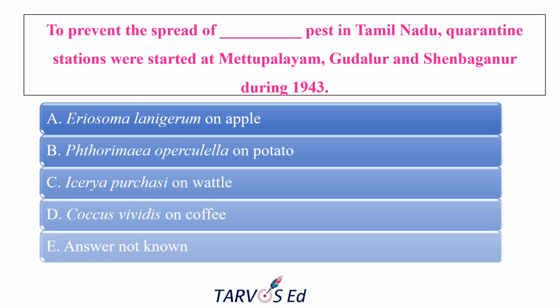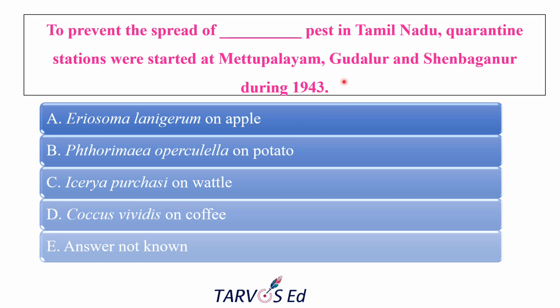And the next question is: to prevent the spread of which pest in Tamil Nadu, quarantine stations were started at Mettupalayam, Kudalur and Shenbaganur during 1943. So what happened in 1943? The Madras presidency started the quarantine stations at Mettupalayam, Kudalur, Shenbaganur. In these areas they started the quarantine station just to stop the spread of one particular insect.